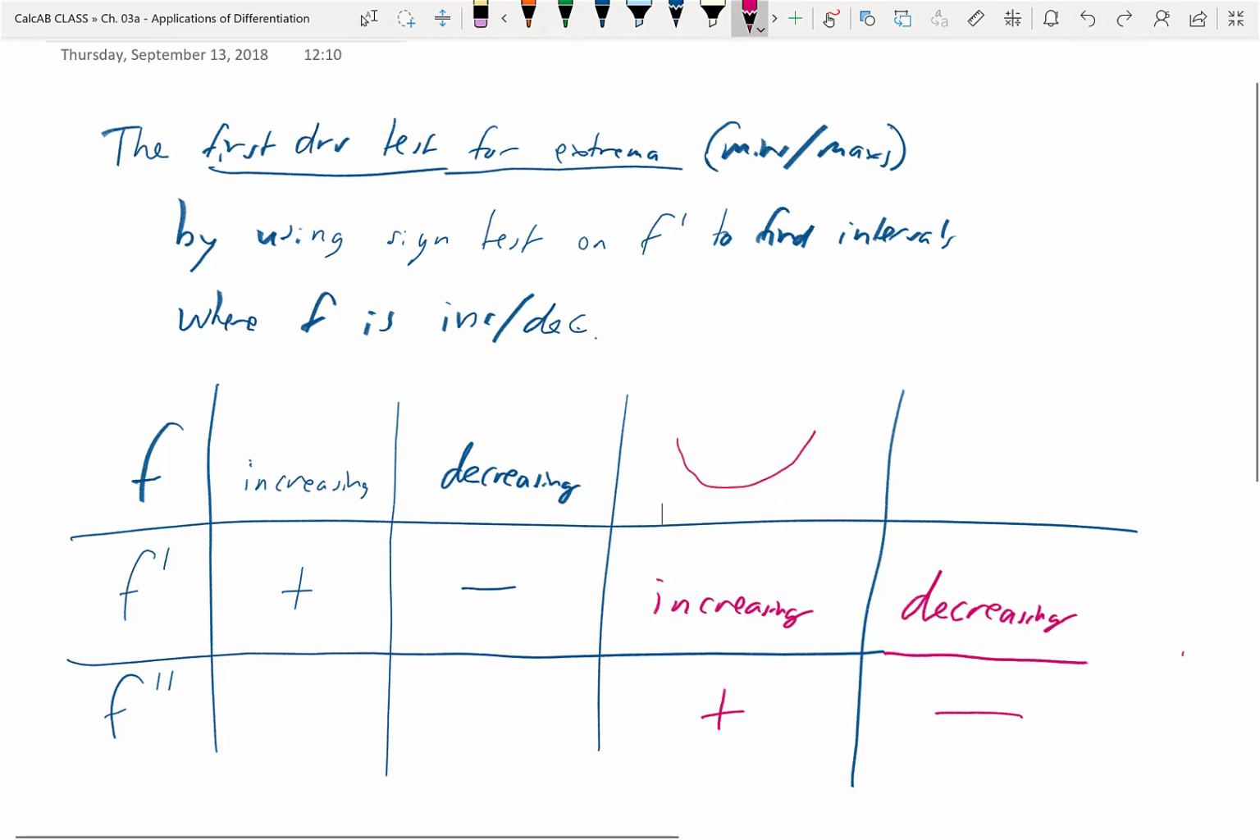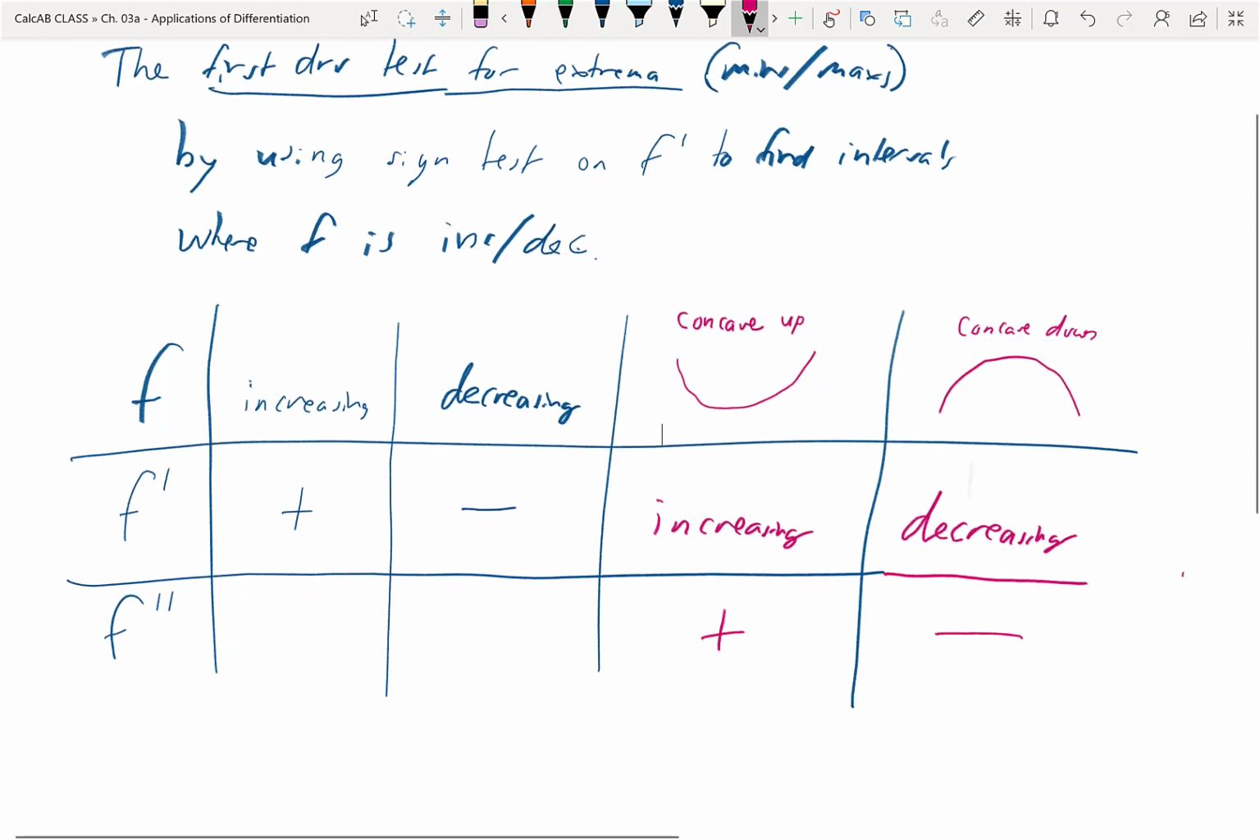And the opposite is true. Decreasing for f prime makes that. We have some names for this. This is called concave up, and this is called concave down. So concave up is when f prime is increasing and f double prime is positive.